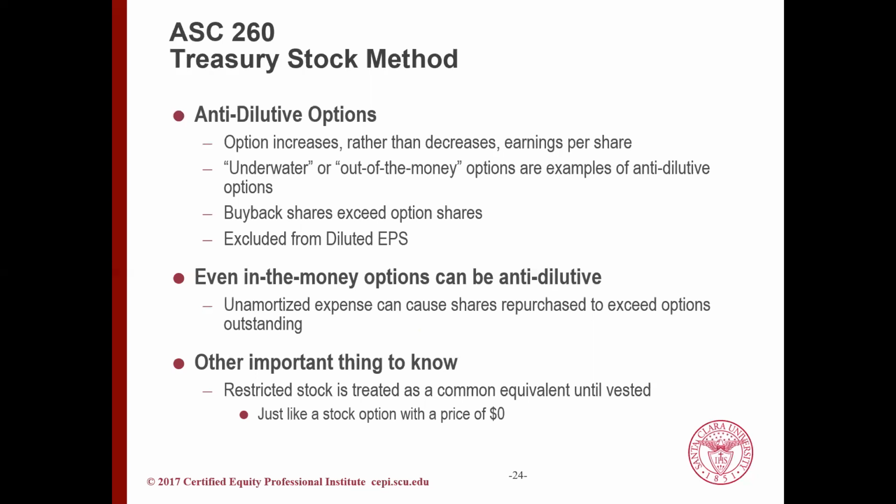And finally, restricted stock is not considered issued and outstanding until it is vested. And so while the award is unvested, it's basically treated as a stock option with a price of 0. Be sure to read the chapter on EPS in the accounting book for some good examples on these calculations.